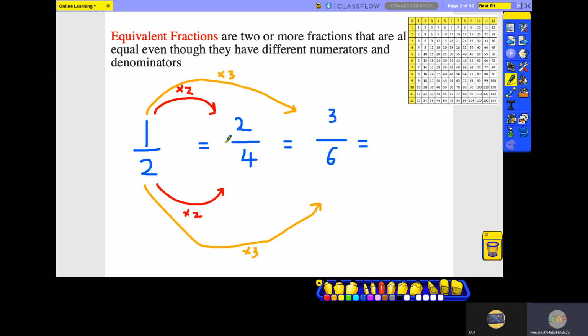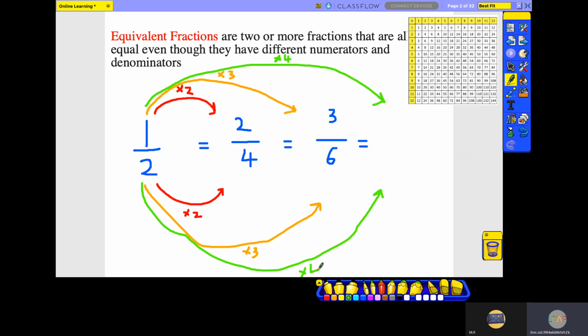Now, finally, we're going to finish up with one more equivalent fraction. I'm going to take the green color. So now we're going to times this by 4. We timesed by 2 and 3, and now we're going to move on to times by 4. I'm going to times that by 4 also. So the calculation with the original fraction is 1 times 4 equals 4, and 2 times 4 equals 8. This basically shows us the equivalent fractions for a half. All of these fractions mean the same thing.